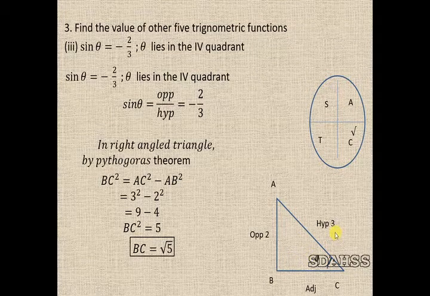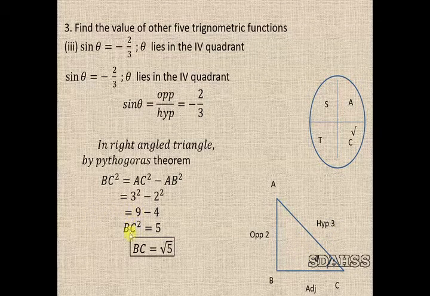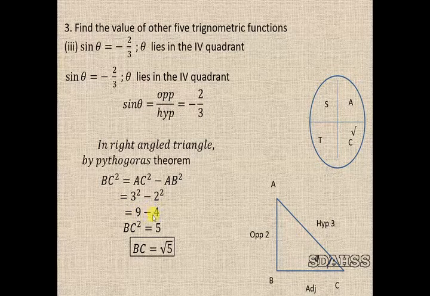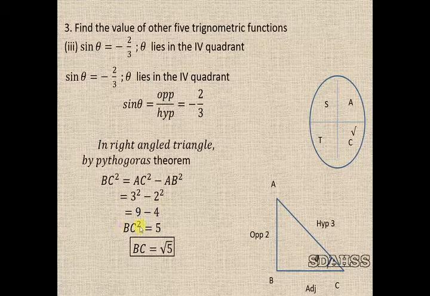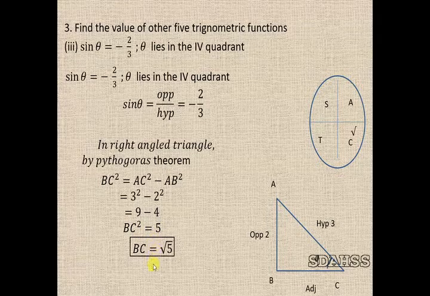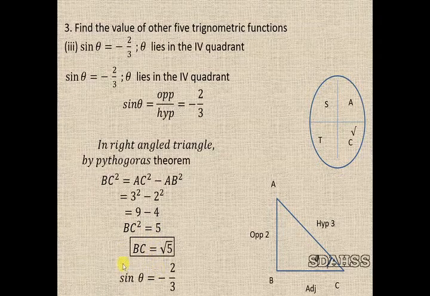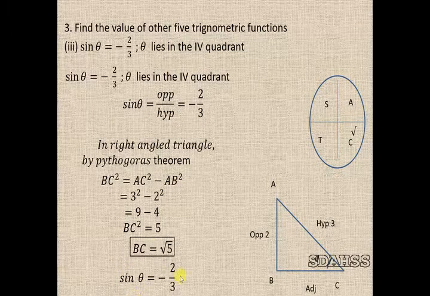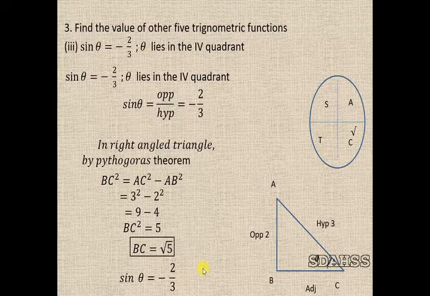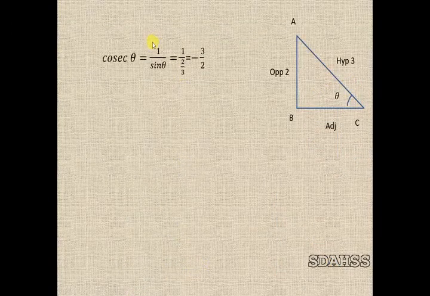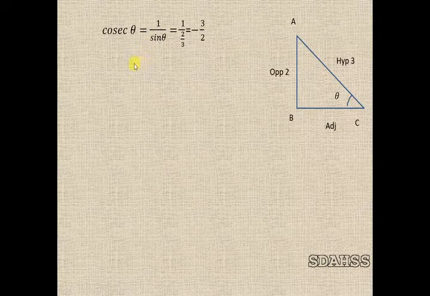AC 3 square minus AB 2 square, which is equal to 3 square means 9, 9 minus 2 square means 4. 9 minus 4 is 5. BC square is equal to 5. Taking square root on both sides, BC is equal to root 5. Here sin theta is equal to minus 2 by 3. We want to find the other trigonometric functions.